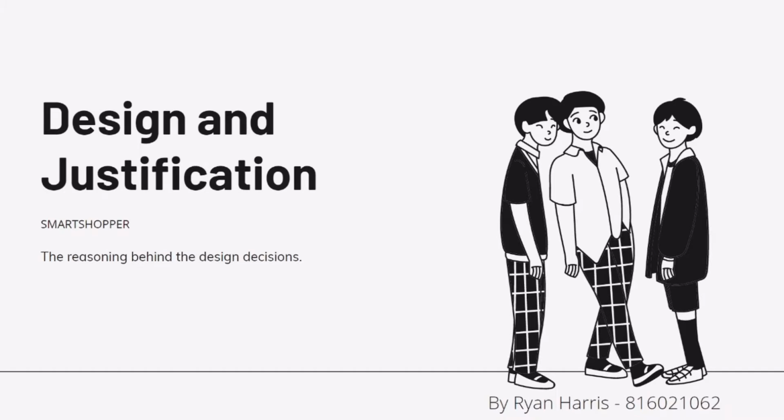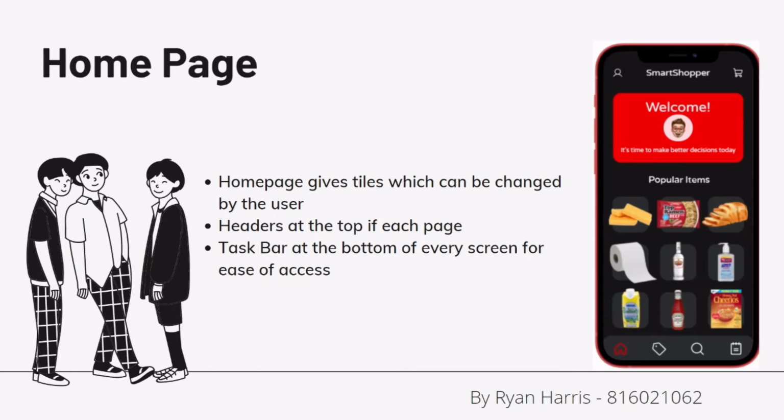Today we'll be talking about the design and justification of the SmartShopper app. This is the reasoning behind the decisions we made when it came to the design of the application. Firstly, we'll talk about the homepage. The homepage gives you a grid of tiles that could be changed by the user.